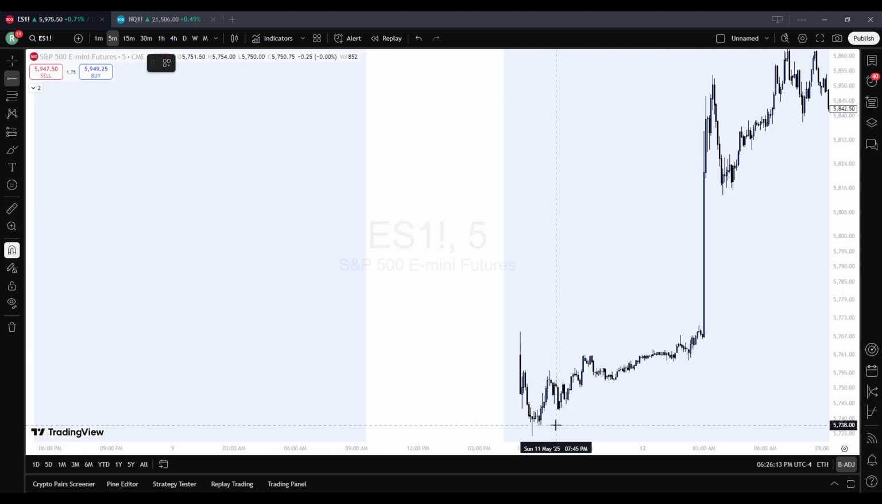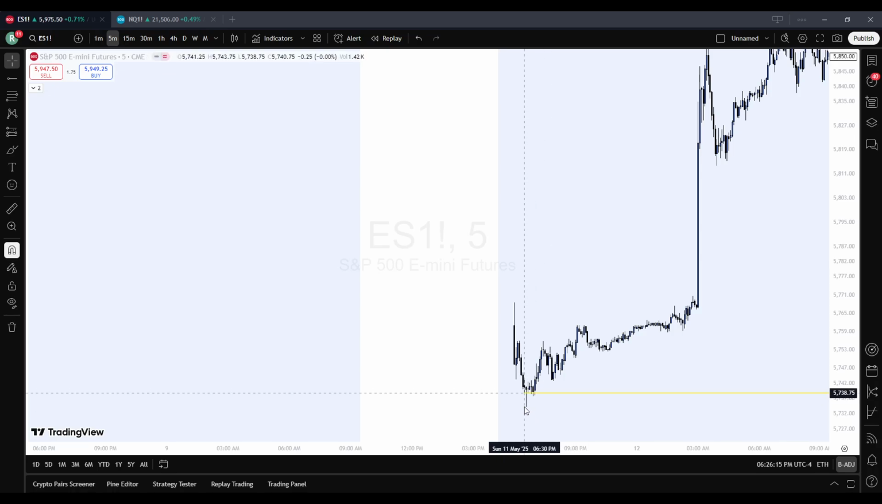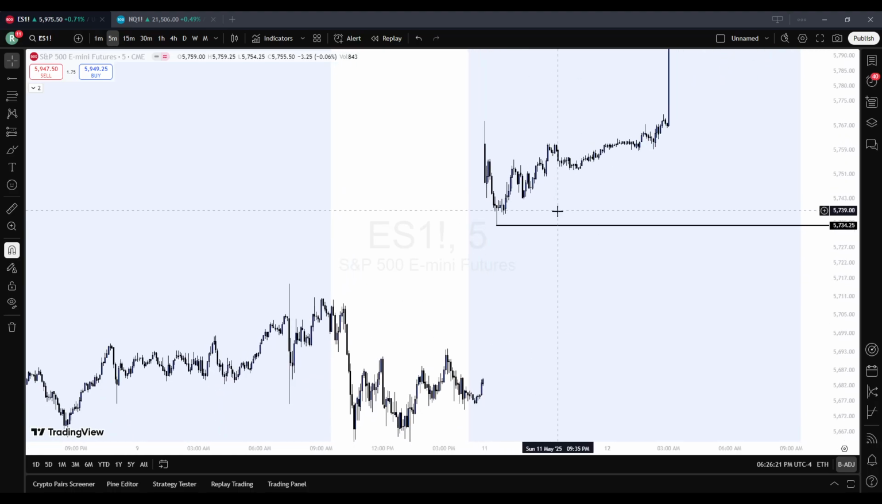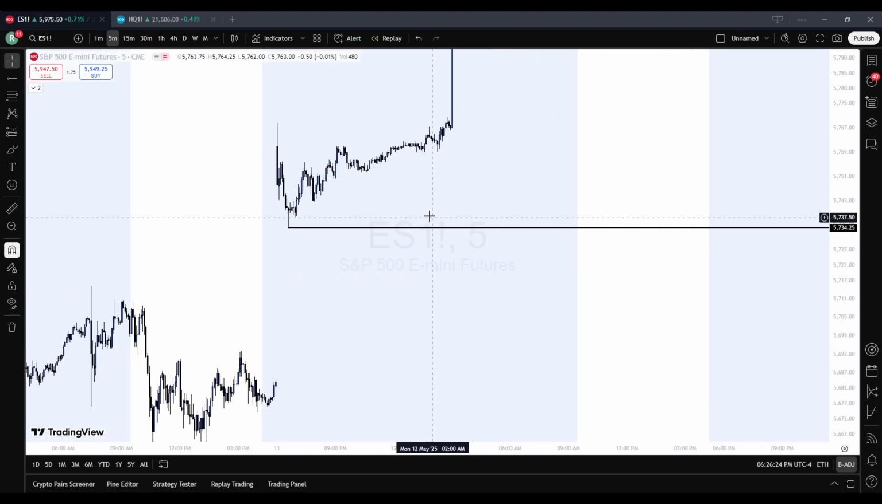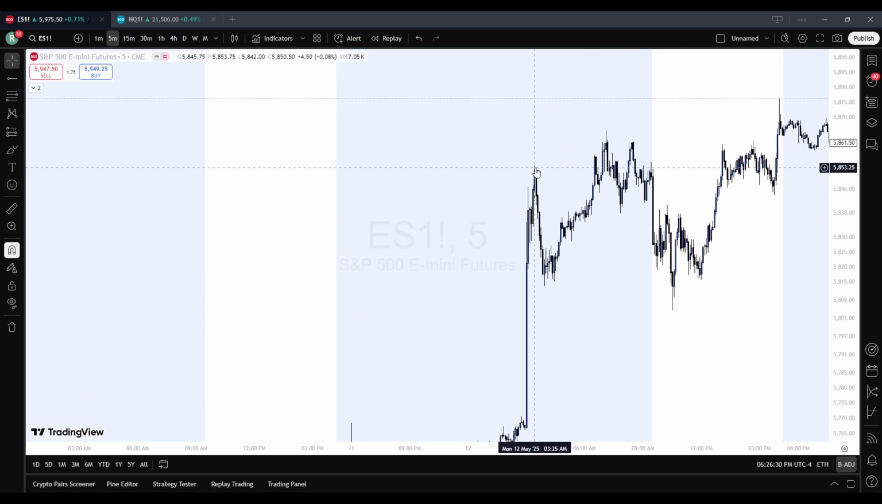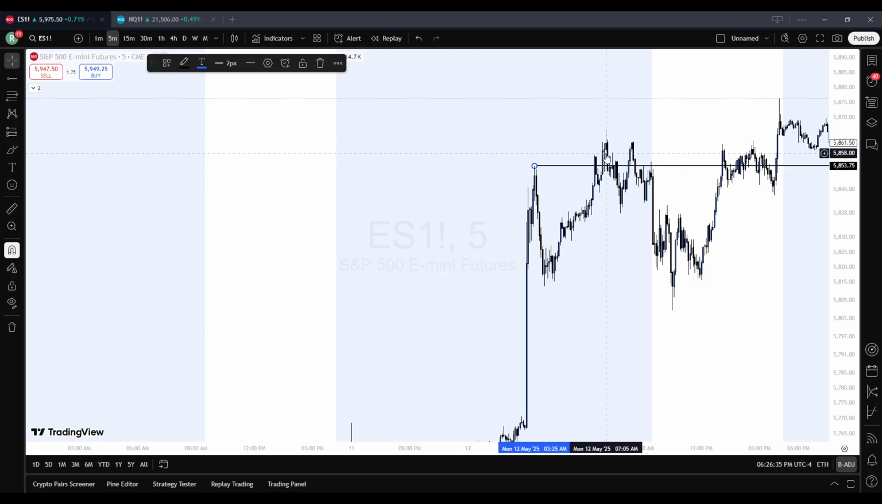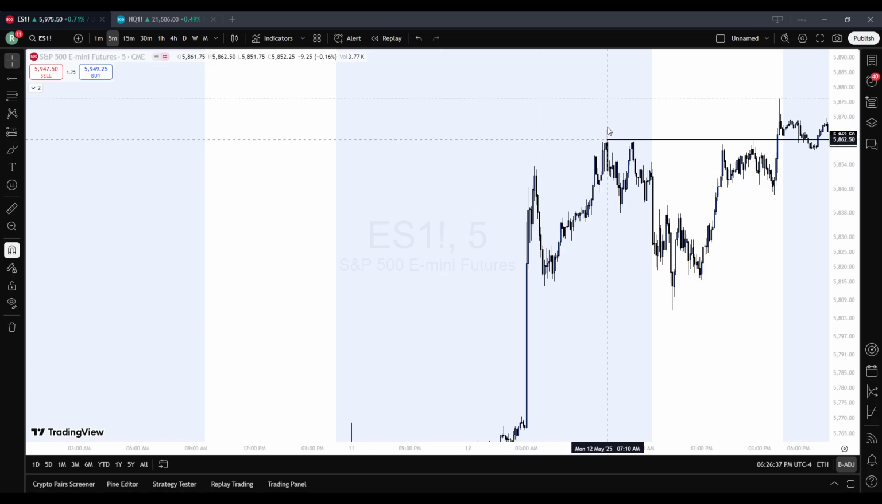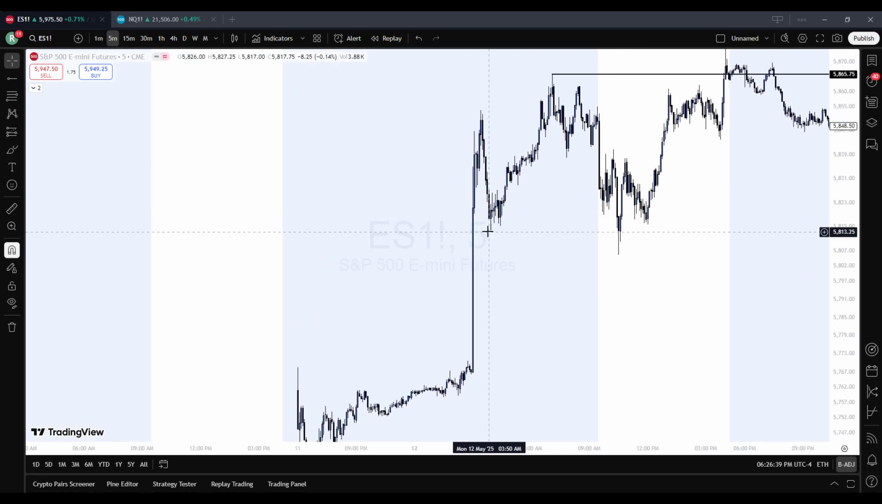So just use some horizontal rays here. I'll make them black so you can see. We have Asia session low here. We have a huge gap that was not filled. Asia session high was automatically taken out by London. London highs are up here. Sorry, up here. London lows are right here at this point.